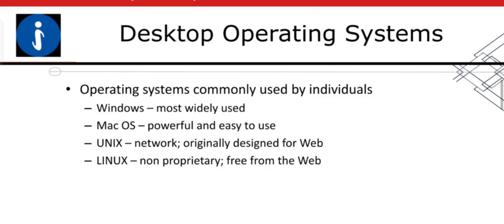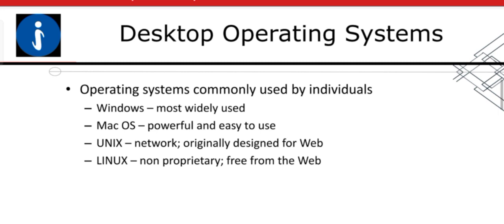Let's get towards desktop operating system. Operating systems are commonly used by many individuals, right? Even you and I, we always use operating systems. So in computers, the names of the operating systems are Windows, Mac OS, Unix and Linux. Let's learn deeply about that. In short, Windows is the most widely used operating system. Out of 100%, 80% use Windows.